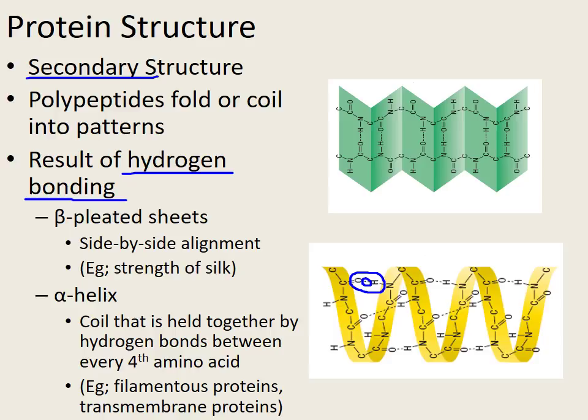Take a look here. Secondary structure: beta-pleated sheets and alpha helix. Taking a look at some examples, silk is obviously an example of beta-pleated sheets. Your filamentous proteins or your transmembrane proteins, those are your secondary structures, and they are found in the cell.